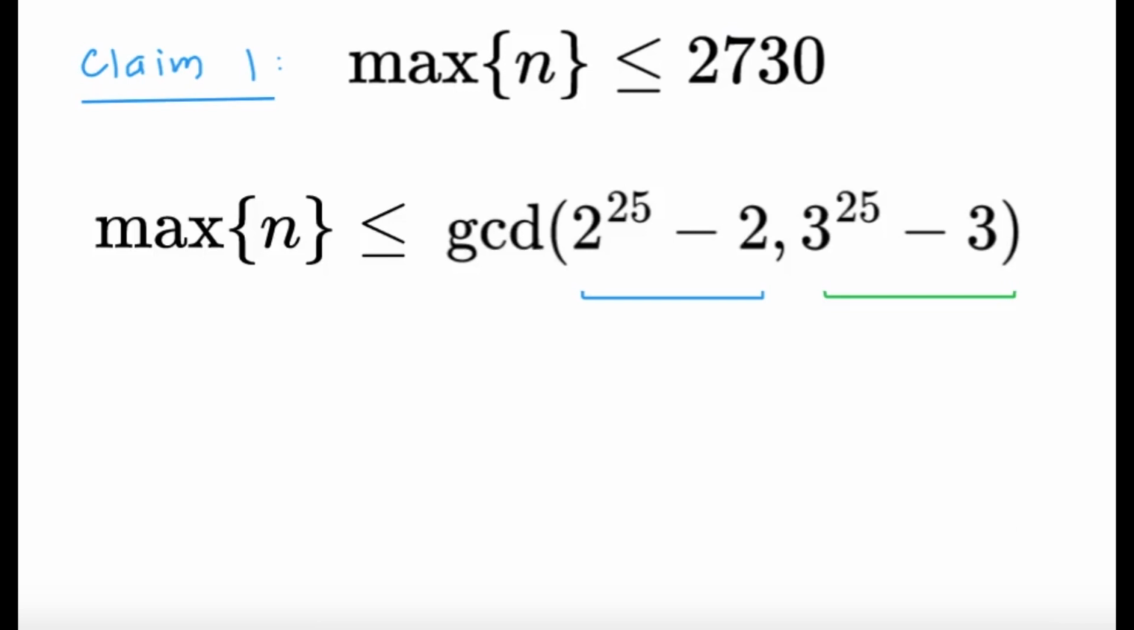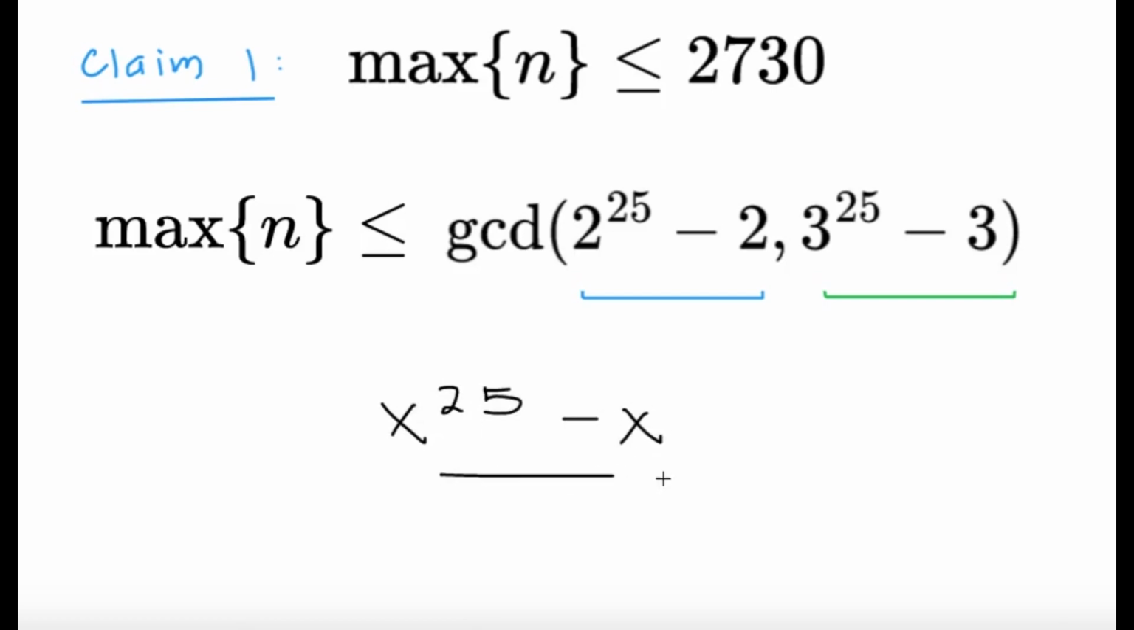So as I mentioned a while ago, we cannot really get the GCD of an infinite set of numbers. So let's just focus on this. Now I'm using 2 raised to 25 minus 2 and 3 raised to 25 minus 3 because 1 raised to 25 minus 1 is 0, so it doesn't really help us in any way. So let's just focus on 2 raised to 25 minus 2 and 3 raised to 25 minus 3. They're all following the format of x raised to 25 minus x.